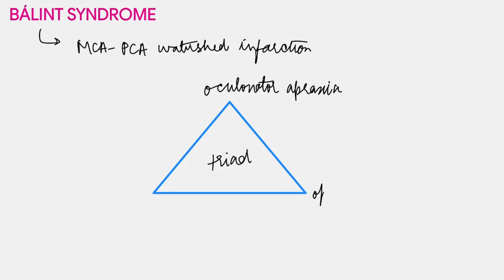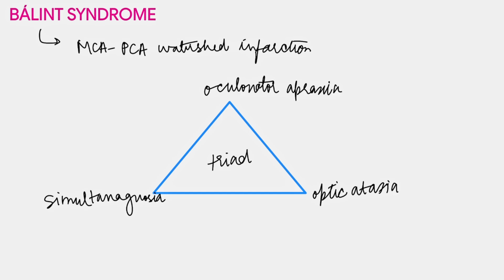Then there is optic ataxia. This is very different from normal ataxia. If the patient has normal ataxia and you do the finger-nose test, the patient struggles to bring his finger towards the examiner's finger as well as his nose. But in optic ataxia, the patient only struggles to bring his finger towards the examiner's finger, but he can reach back to his nose without any difficulty. So that is optic ataxia. And then you have simultaneous agnosia.